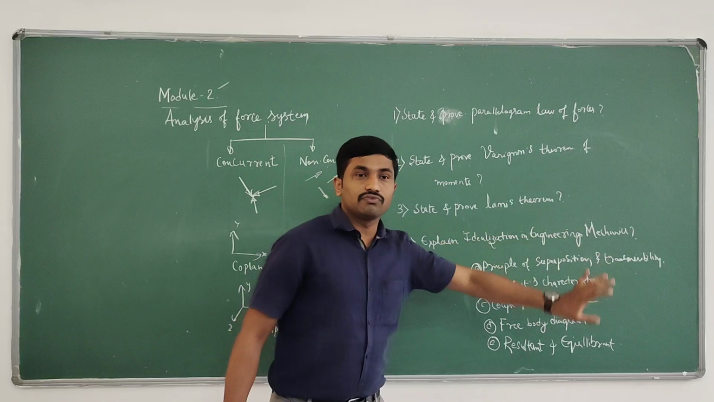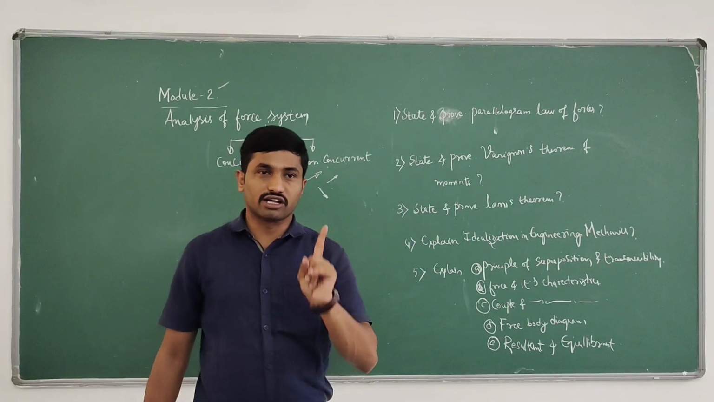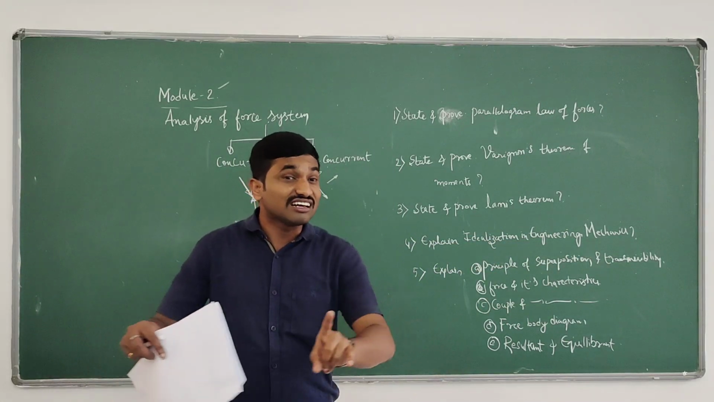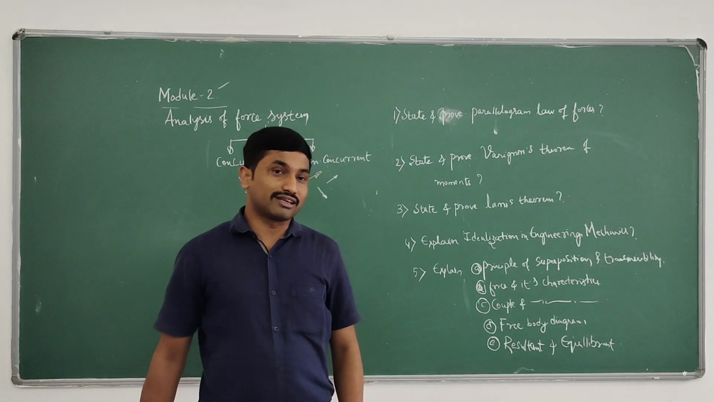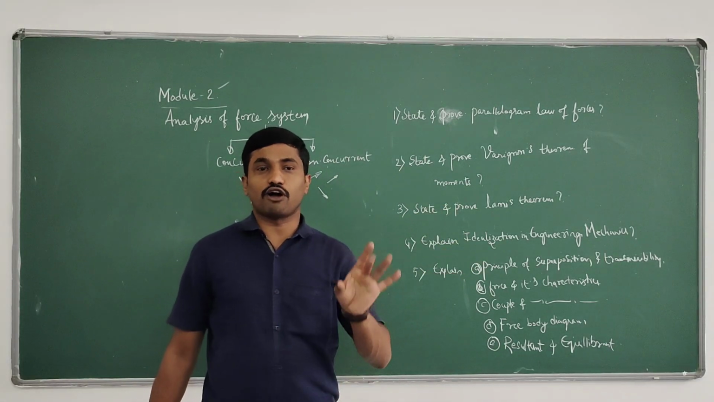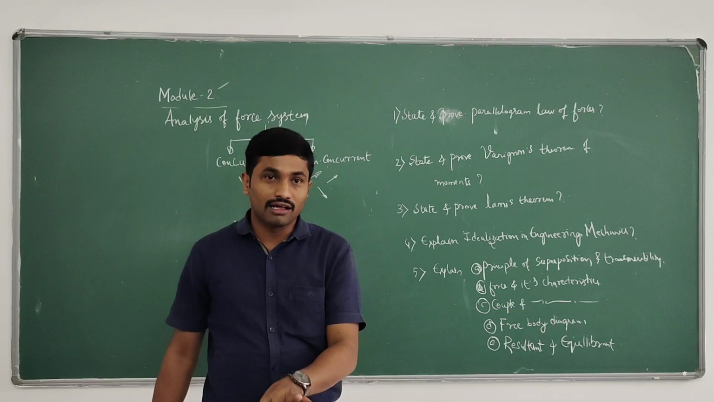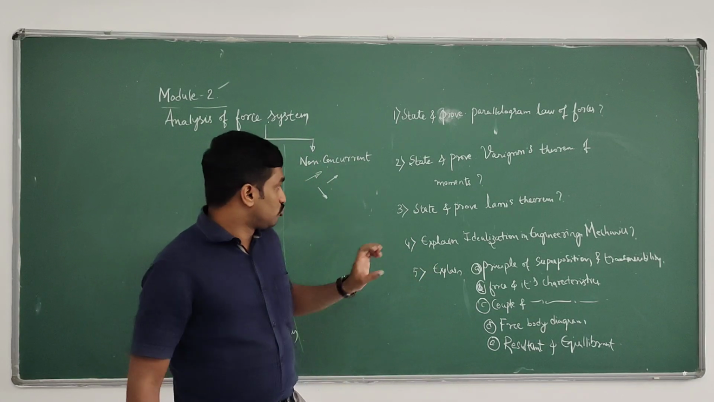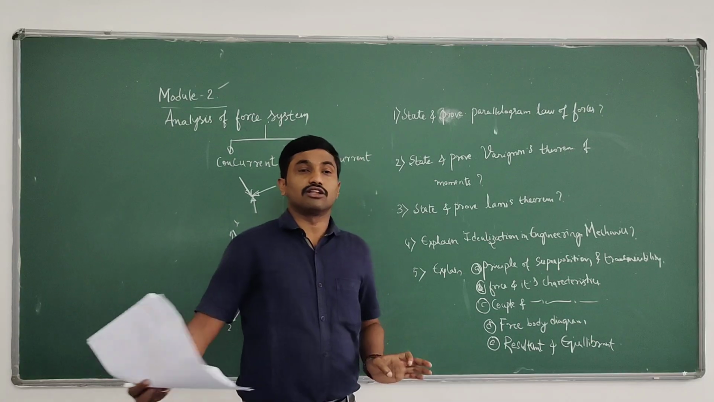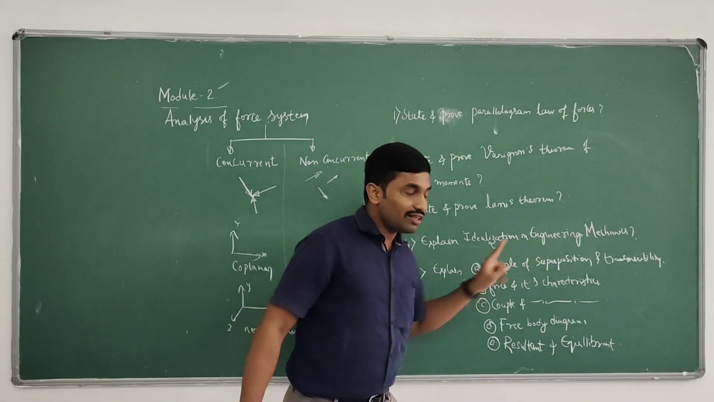Lami's theorem is applicable for three concurrent forces meeting at a single point. In that case, you take P divided by sin alpha equals Q divided by sin beta equals R divided by sin gamma. So there is a proportionality, and you have to equate two terms and determine an unknown force in Lami's theorem.